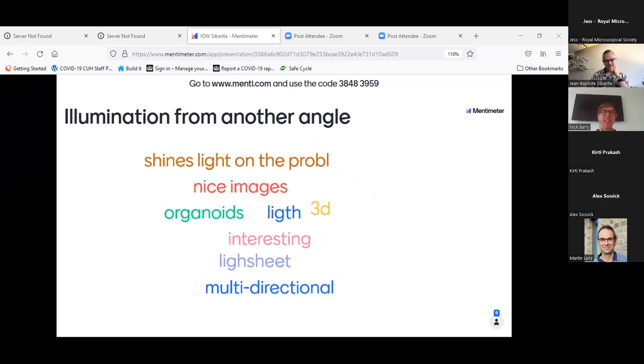I have to say, I do really like the multi-view aspect of it. That is pretty cool. Thanks.